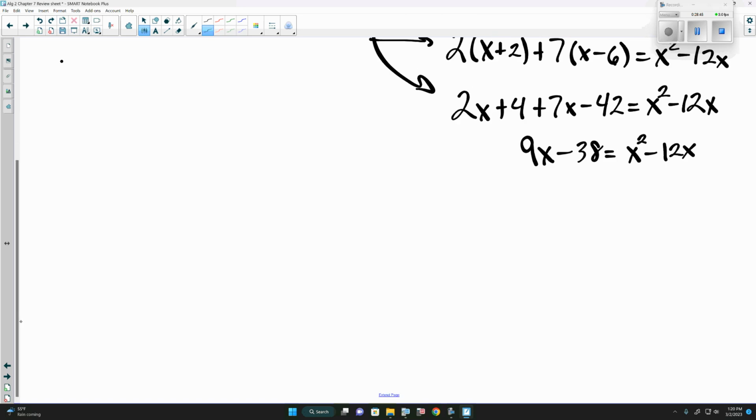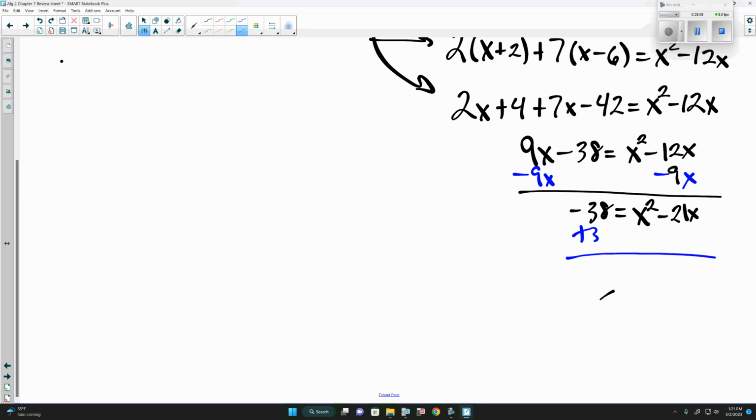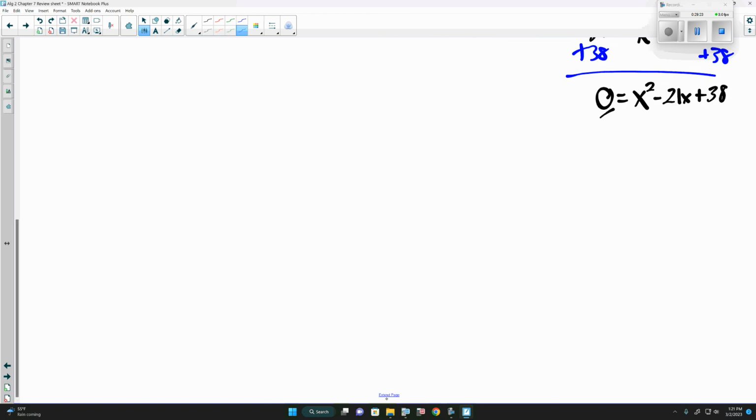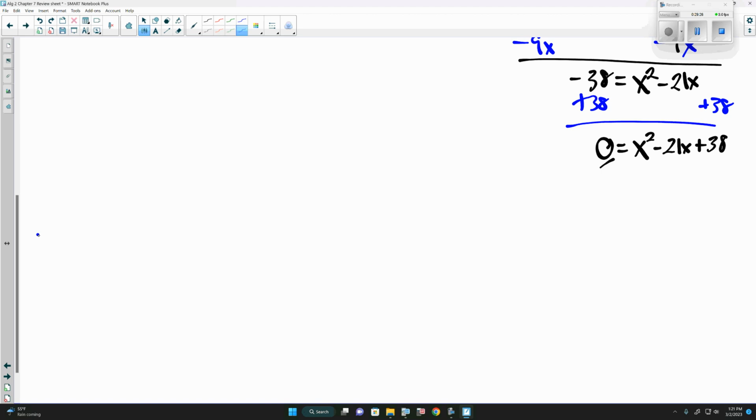Now again, we do have an x squared term, so we're going to need to get this equal to 0. I normally try to move everything towards the x squared, especially if the x squared term is positive. Negative 12x minus 9x is going to be negative 21x. And then we will add 38, telling us 0 is equal to x squared minus 21x plus 38. Any questions on this here?